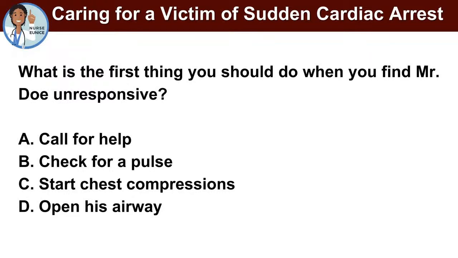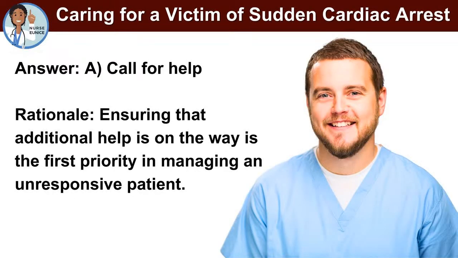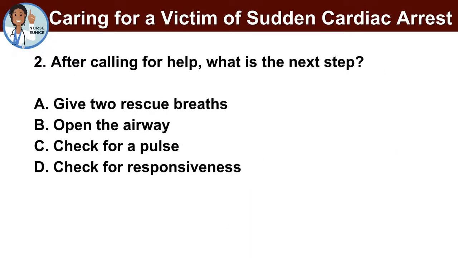And good morning, Michelina. If you chose A, call for help, you are absolutely correct. So whenever someone's unresponsive, you don't need to know the reason why. You need to get help. So ensuring that additional help is on the way is the first priority in managing the care for a patient who is unresponsive. After calling for help, what is the next step?